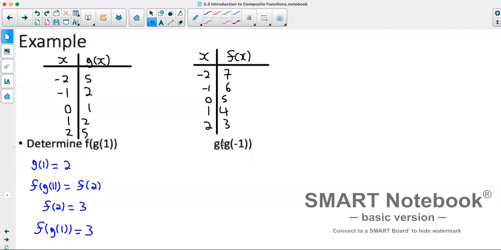Next, we have g of g of -1. We'll start with our inner function again. So g of -1 gives us 2. That means if we're looking at g of g of -1, what we're really looking for is g of 2. Looking at 2, that gives us 5. So g of 2 gives us 5, which means g of g of -1 is equal to 5.